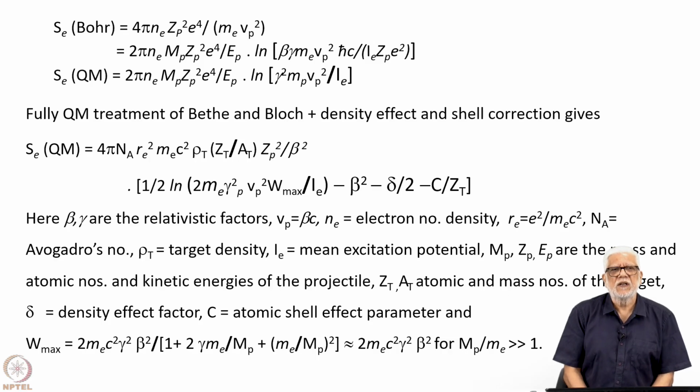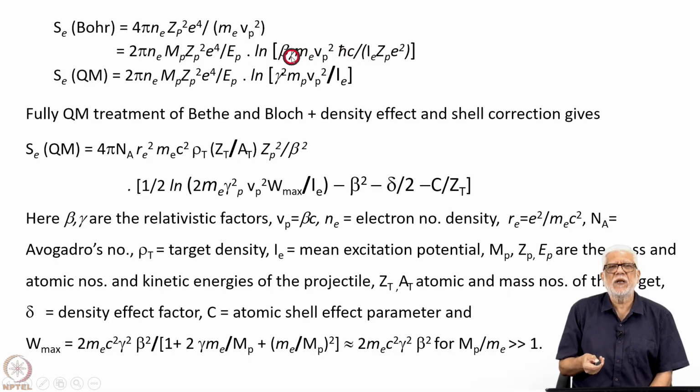And so, the derived stopping power, the electronic stopping power, which in this case is ionization, is given by this expression here, and is proportional to the mass of the projectile, the Z of the projectile squared, and inversely proportional to the energy of the projectile. Of course, there is a small logarithmic dependence also. There is a logarithm of beta gamma times m_e V_p squared and so on.